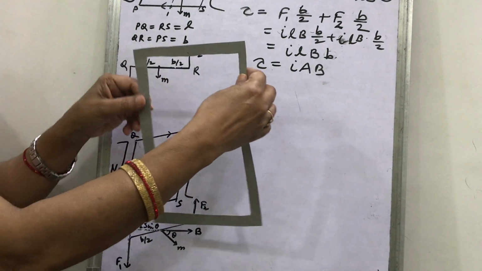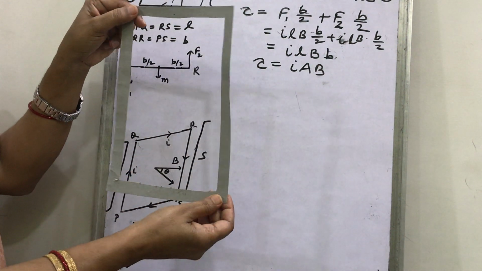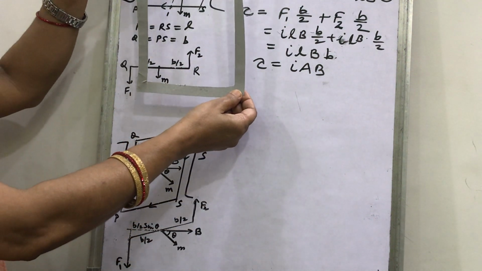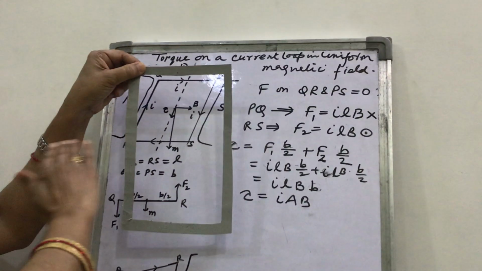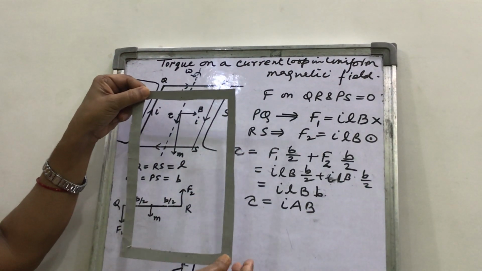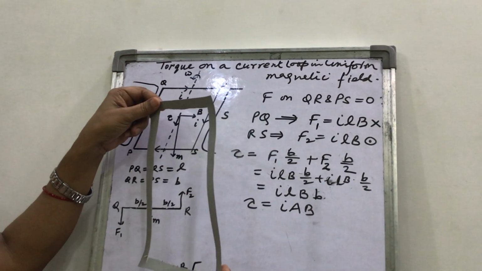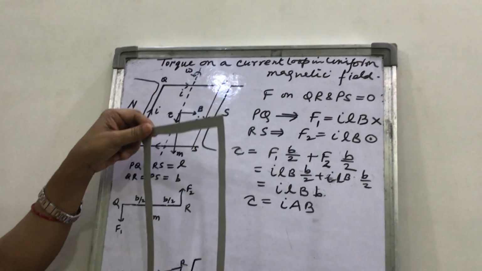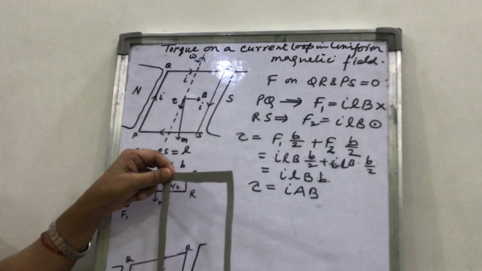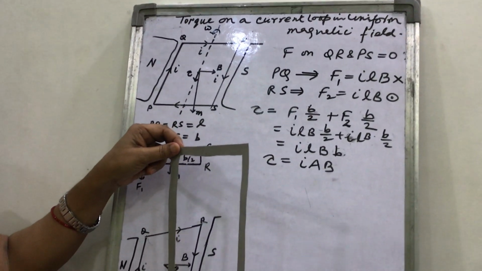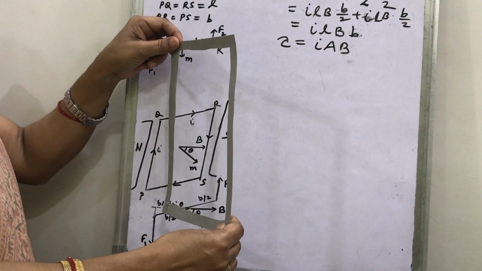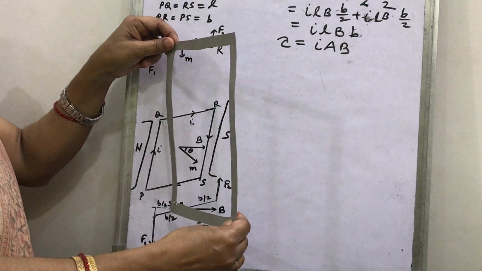Suppose this is the current carrying loop, and in the first case it was placed like this and the magnetic field was in this direction. Now what happens? It is placed like this. So it is a 3D figure. So I have shown here that this loop is now making a certain angle with the magnetic field. The magnetic field is in this direction.